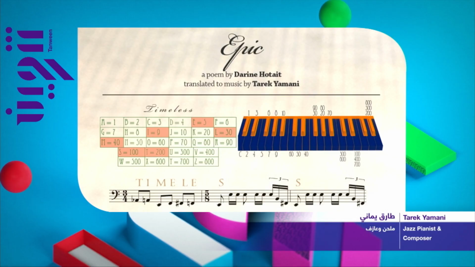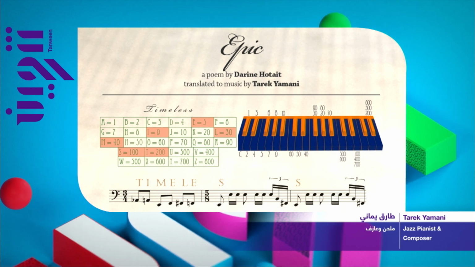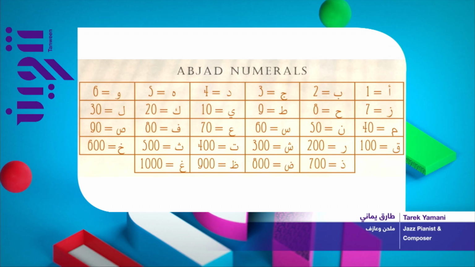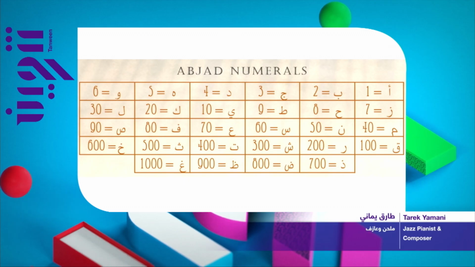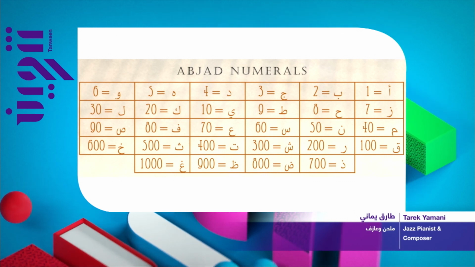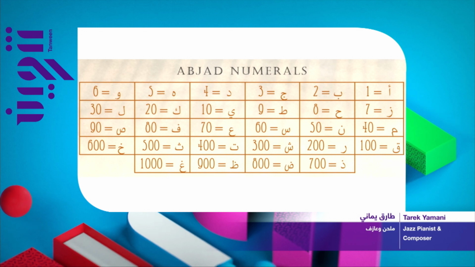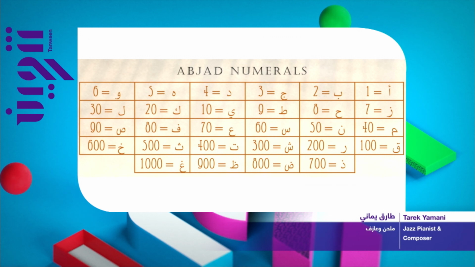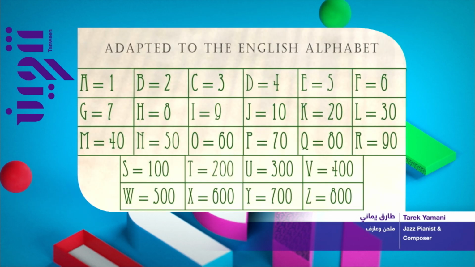And another thing that I really like to experiment with is translating poems to music, really translating a poem to music letter by letter. So I took this poem by Dareen Hotait, and what I did was that I used numerology. Numerology is an ancient science. Every letter has a number, and it goes like this: 1, 2, 3, 4, 5, 6, 7, 8, 9, 10, and then 20, 30, 40, 50, 60, 70, 80, 90, 100, 200, 300, 400. That's in Arabic, and the same was applied later on to English.